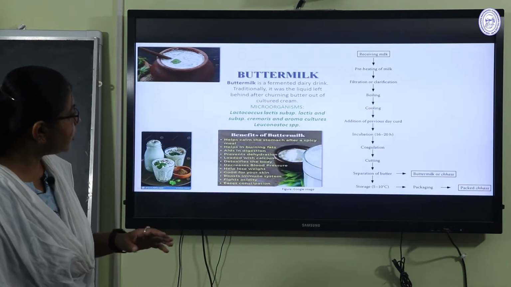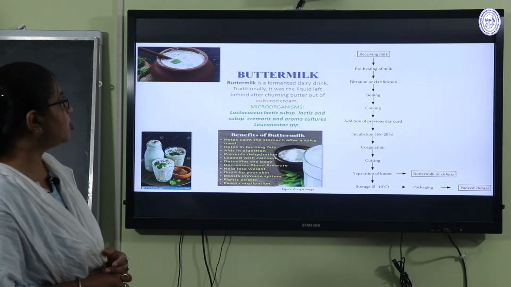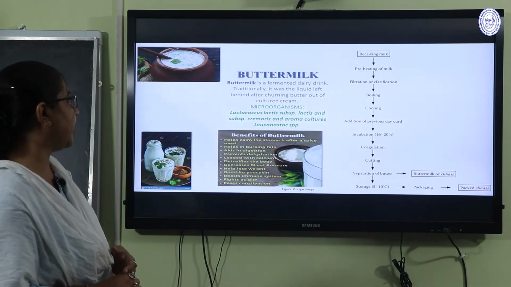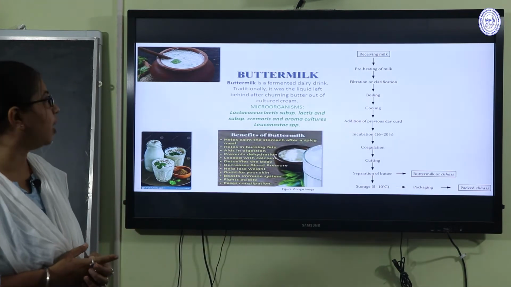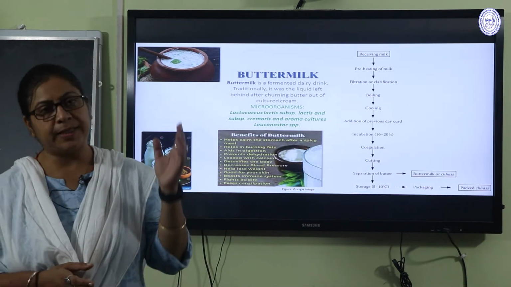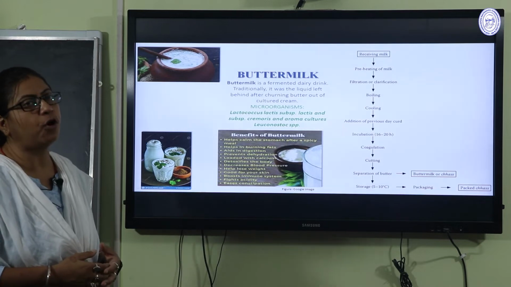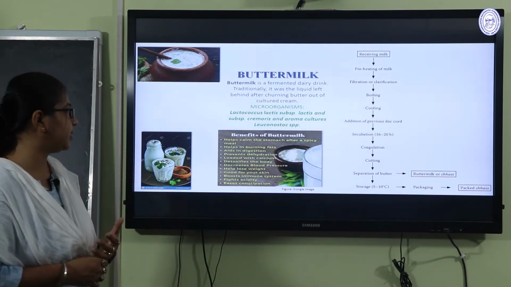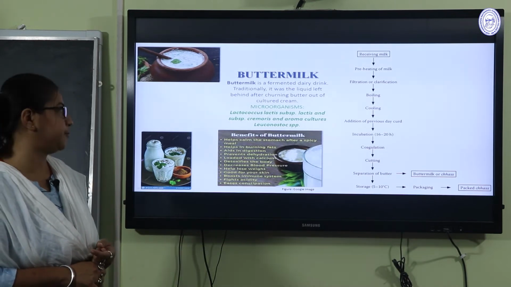So next one is buttermilk, which is also in your syllabus. Buttermilk is another fermented dairy milk product, which is the liquid left behind after churning butter out of cultured cream. The microorganisms involved in making buttermilk are Lactococcus lactis subspecies lactis and subspecies cremoris, and aroma-producing Leuconostoc subspecies.